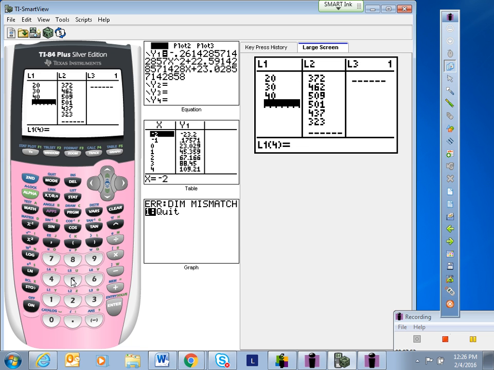Stat, edit. Now look, you've got to keep up, okay? Because if you don't keep up, if you get just a little behind, it takes about 30 seconds, and you're way behind and have no idea what's going on.